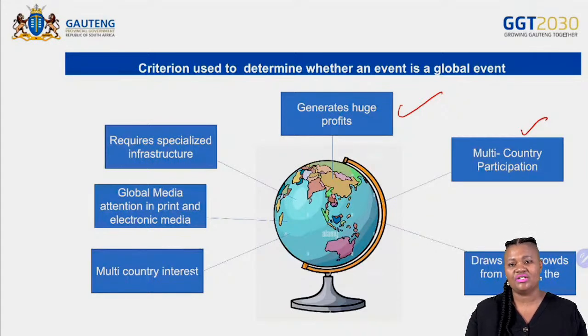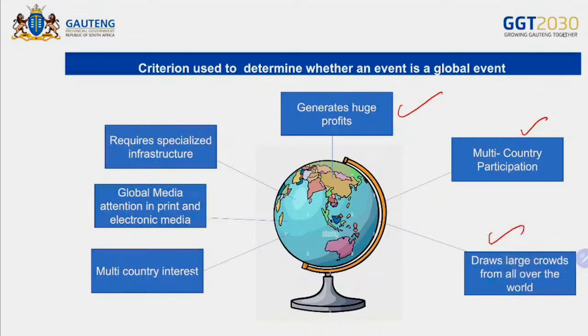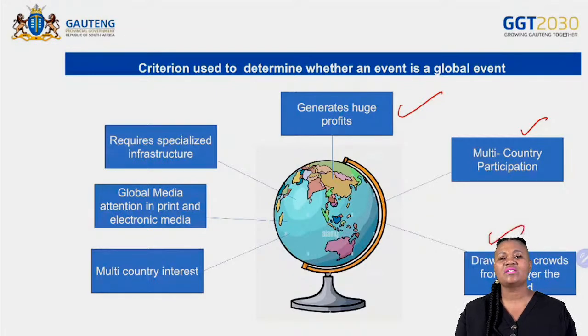Multi-country participation. Remember, multi means many. So in a global event, you've got many countries all over the world that are participating in the global event. And a global event needs to draw large crowds from all over the world, meaning a lot of people need to have interest in it from all over the world. Like now, we are all concerned about the Rugby World Cup that is held in France. That means that particular global event has drawn attention from all over the world. And then it also needs to have multi-country interest. Many countries are interested, hence the term multi is used.